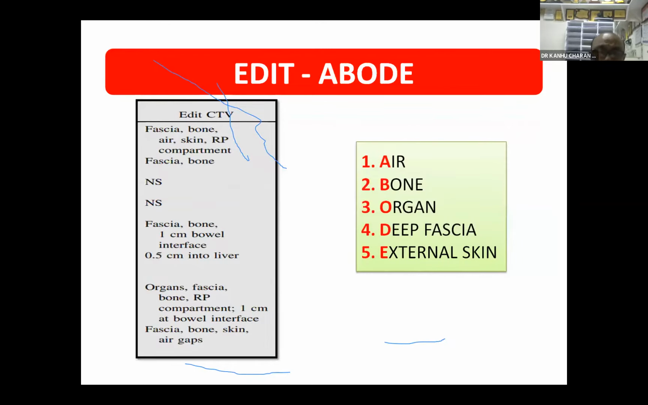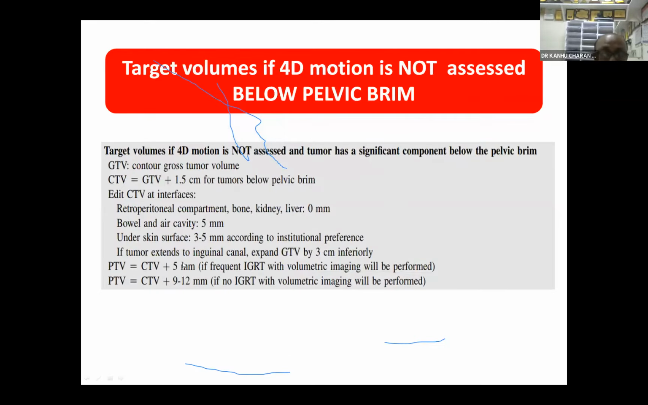Remember, you have to edit from the air, bone, organ, deep fossa, external skin, and avoid these structures. You have to decide how much you want to crop it. Given bowel and air cavity, go for 0.5 centimeter inside the bowel, and under the skin surface 3 to 5 millimeter according to institutional practice.